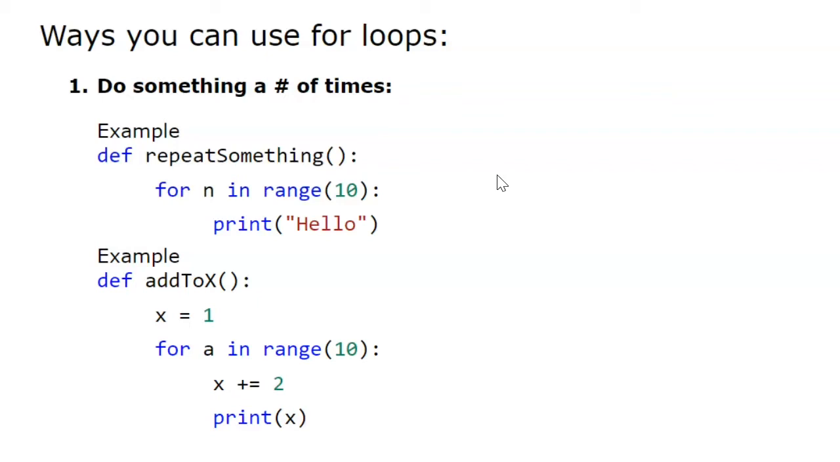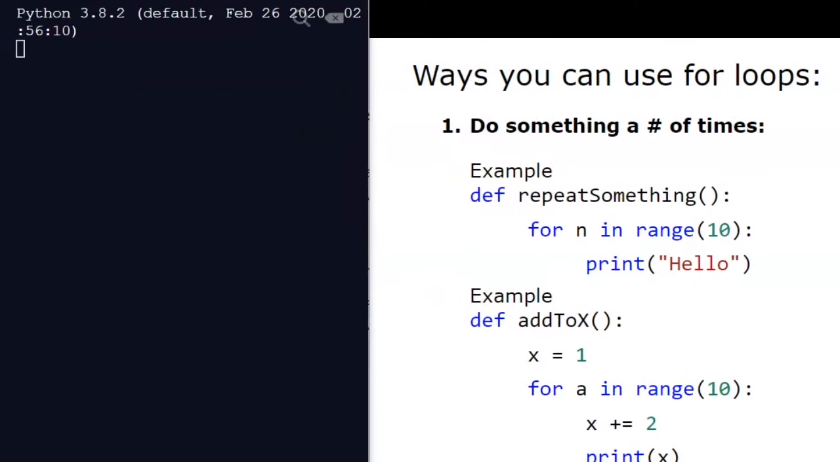The first type of for loop we're going to talk about is a loop that just does something some number of times. Here, this first function says for n in range 10, so that's going from 0 up to but not including 10, we're going to print hello. This means we just want to print hello 10 times, but we don't want to have to type it 10 times. So I'm going to execute this over in the code pad. Let me move this over.